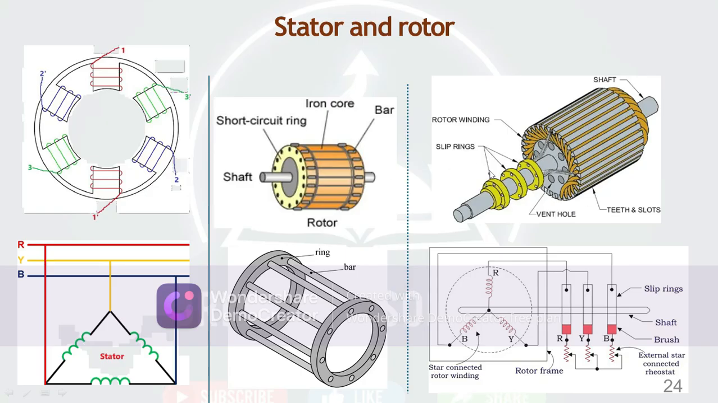If you consider winding connections to the rotor part, slip rings are provided. So these slip rings are there. Considering rotor connections, the rotor is star connected and the stator is delta connected. This is the shaft, and the slip rings are connected with the brushes. An external star connected rheostat is used for controlling the speed of the machine.